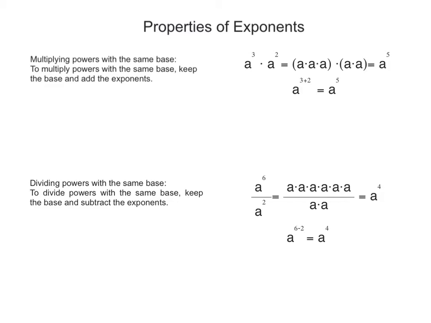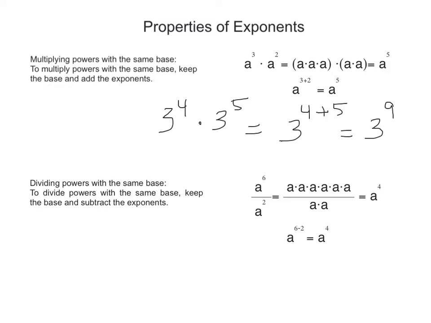Let's try an example with a number. Say I have 3 to the power of 4 times 3 to the power of 5. To rewrite this and show the step, this is really 3 to the power of 4 plus 5. The result is 3 to the power of 9.